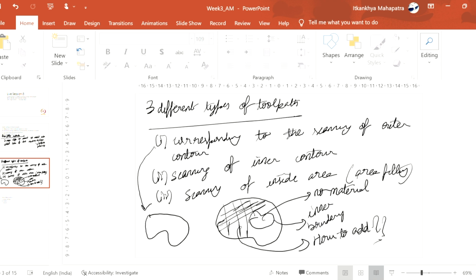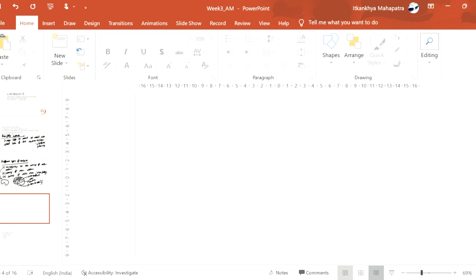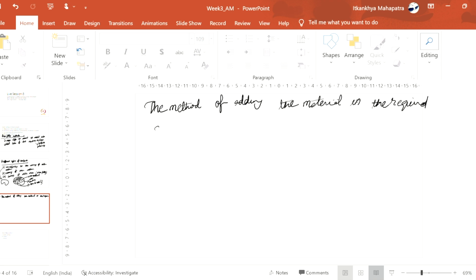So this method of adding the material in the required zone is called the area filling method.